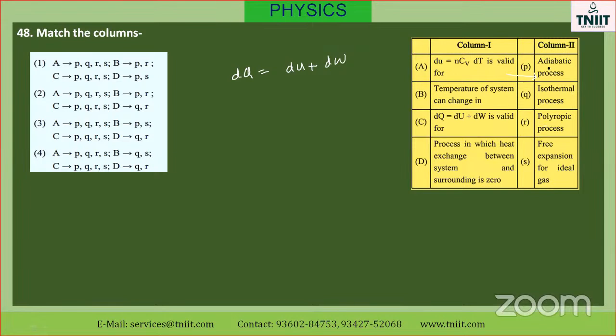Temperature of the system can change in an adiabatic process. B can also go to P. That is also possible. And even it can also go with the isochoric process. So B tends to P as well as R. So this option is ruled out. Either this is correct or this is correct. But look at option D. Process in which heat exchange between the system and surrounding is 0, that is only in the free expansion and in the adiabatic process. So P and S. So option 1 is the right answer. Option 2, option 3, option 4 will be the wrong answer.